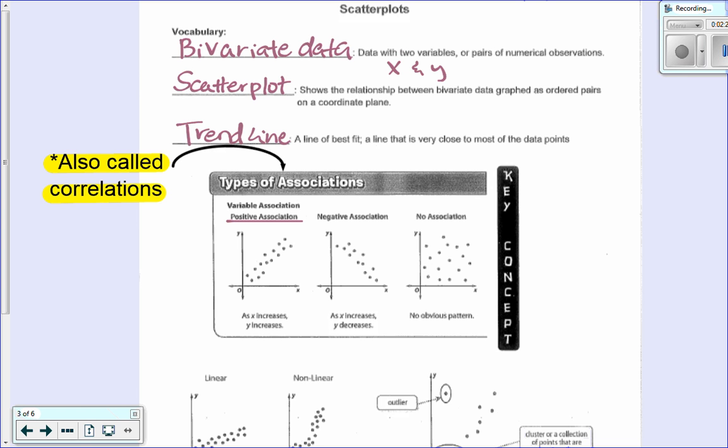Okay, if you notice in our second scatter plot, our points are going down. So that's going to be a negative association, or you'll hear negative correlation. Okay? And then the last one, when there's points graphed everywhere, okay, that means there is no association or no correlation. Okay?